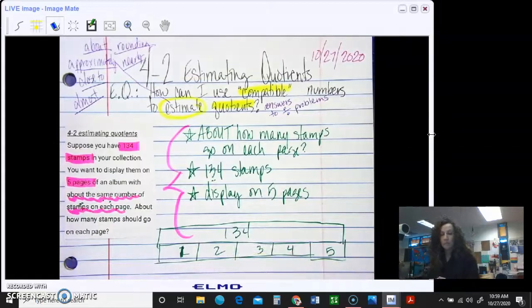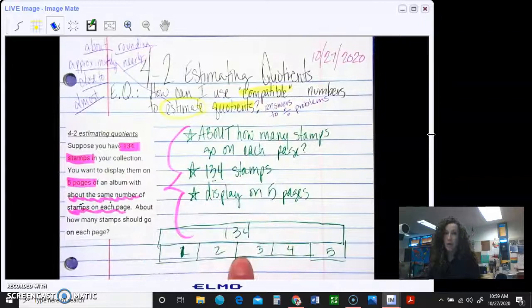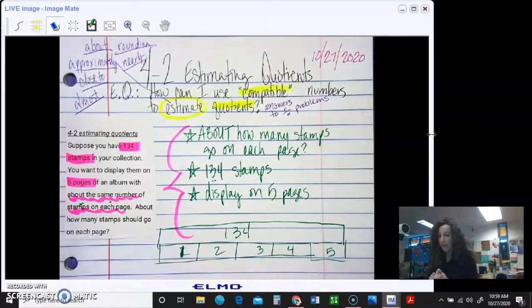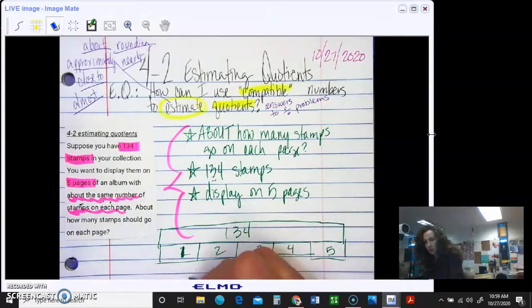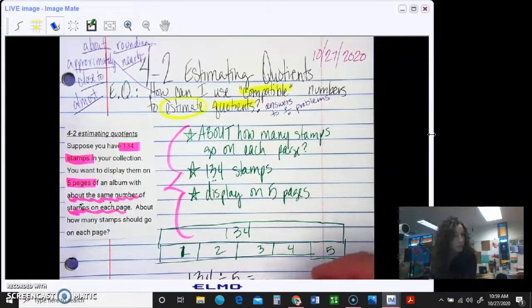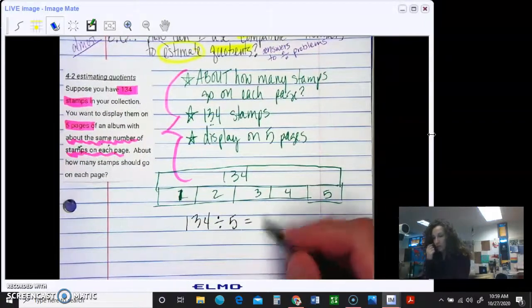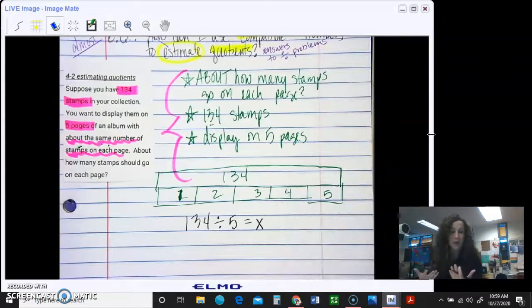But remember, we're using compatibles. We're not doing actual math, okay? So I'm going to write it horizontally: 134 divided by 5 equals, I don't know what it equals. My unknown, I'm just going to represent it with an X, okay?